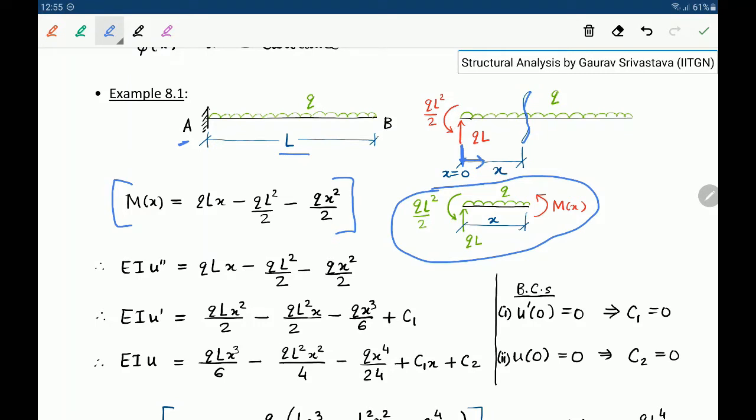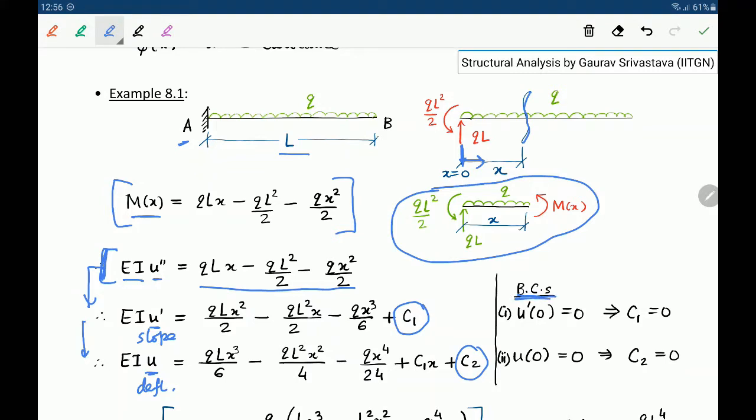Now, once we have written the moment equation or the variation of the moment, then we can use the Euler-Bernoulli equation and say that EI times the curvature is equal to the moment. And this equation we integrate 2 times. So after the first integration, we get the slope, and after the second integration, we get the deflection. But of course, integrating 2 times introduces 2 constants of integration, C1 and C2. And in order to determine C1 and C2, we use the boundary conditions, right?